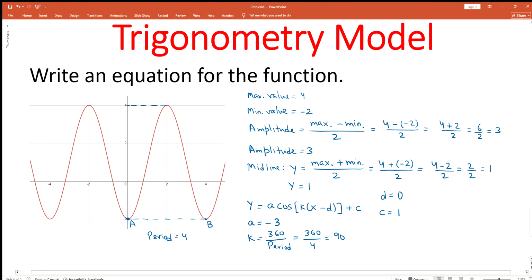So these are the a, k, d, and c values we can use in the equation. So the equation of the function is y equals negative 3 cos 90 times x minus 0 plus 1. X minus 0 is equal to just x. So we get negative 3 cos 90x plus 1. This should be the final answer for the equation of this graph using the cosine function.